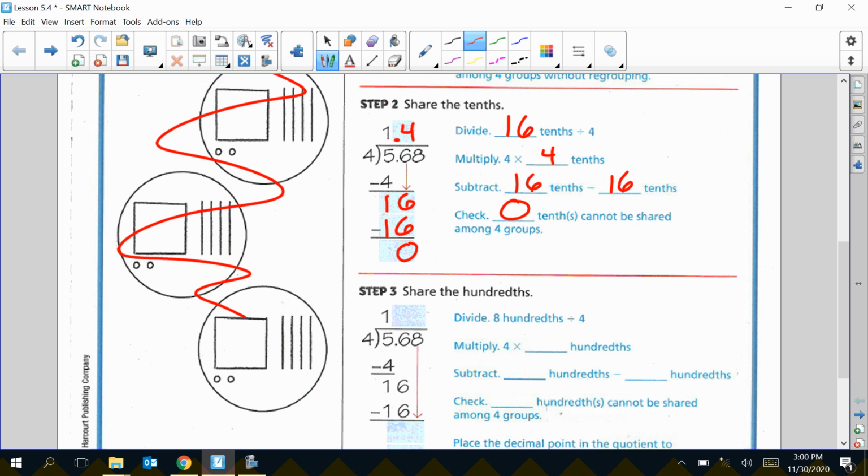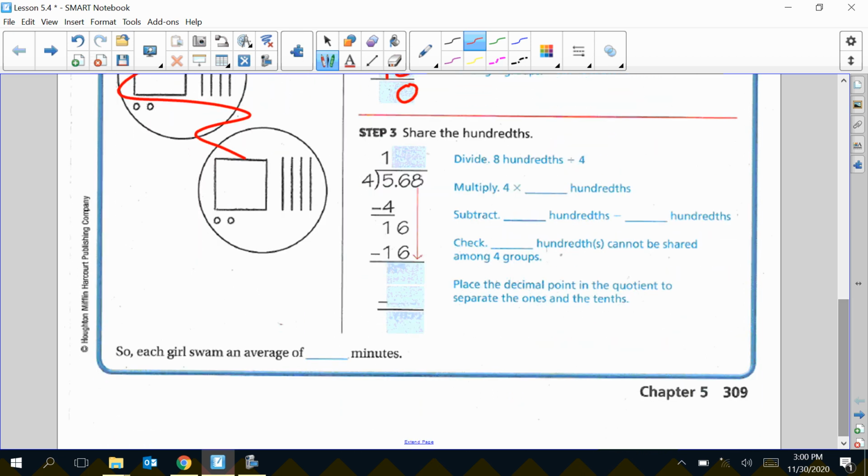We then move to step 3. Remember, we had the decimal point straight up. We had a 4 here to get our 16, and we subtracted and got 0. So you can go ahead and fill that in. We then bring the next number down, which is an 8, and we again start over just regular division. 4 goes into 8 2 times, because 4 times 2 is 8, and we subtract, and we get a remainder of 0. With nothing left to bring down, so we are finished.